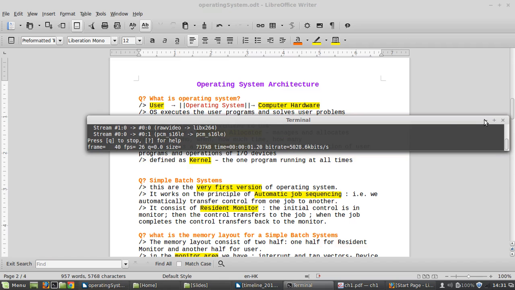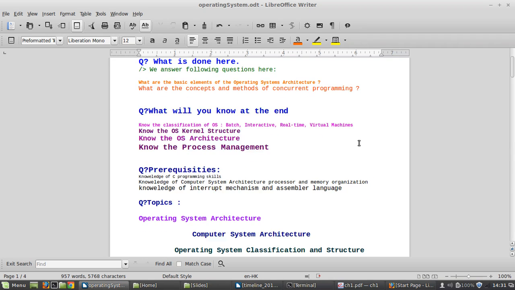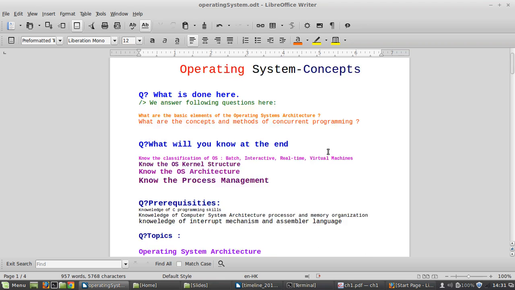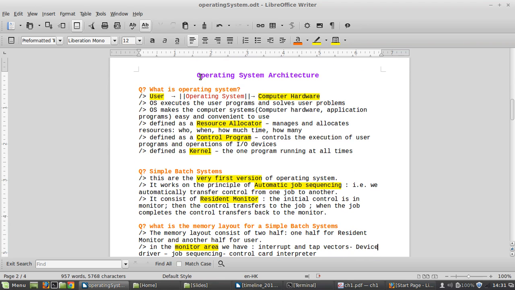Okay, hi guys. Welcome back to the first session of operating system concepts, and here we are going to discuss some basic concepts about operating system architecture. Okay, now let's start.